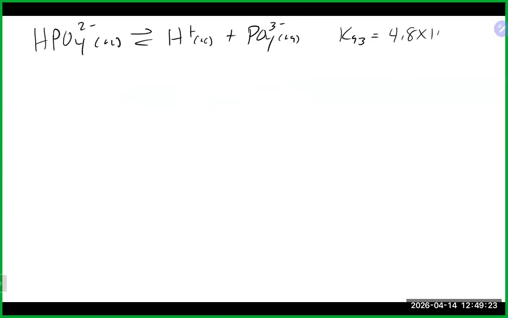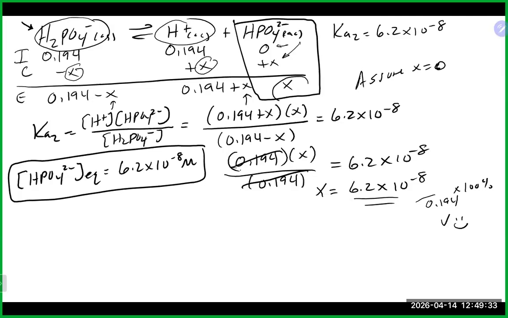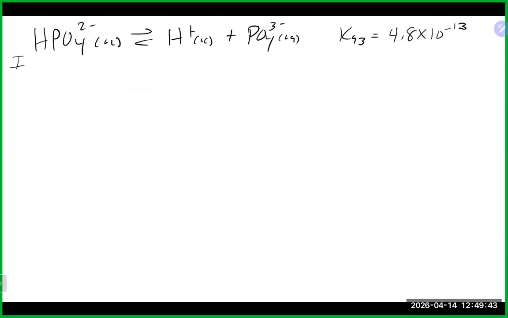4.8 times 10 to the minus 13. All right, so same idea here. When we come to our initial at this point, we definitely still have some of that formed, right, from the result of the previous step. So we're going to use our equilibrium concentration from the previous step as our initial, so 6.2 times 10 to the minus 8. How about hydrogen?